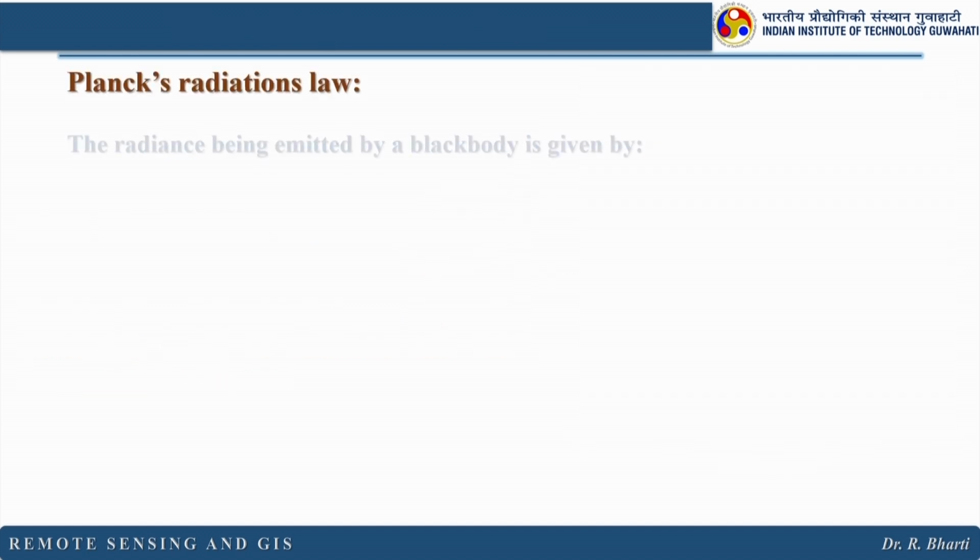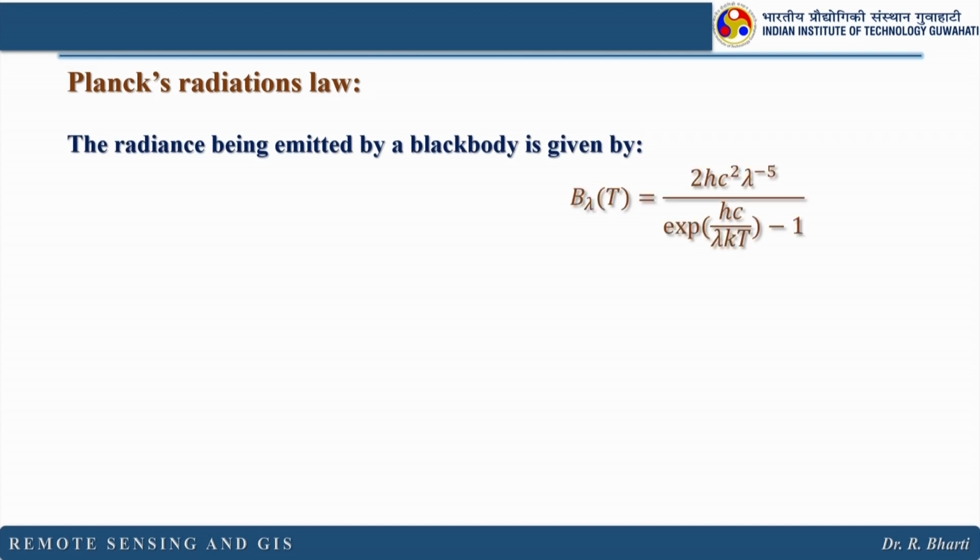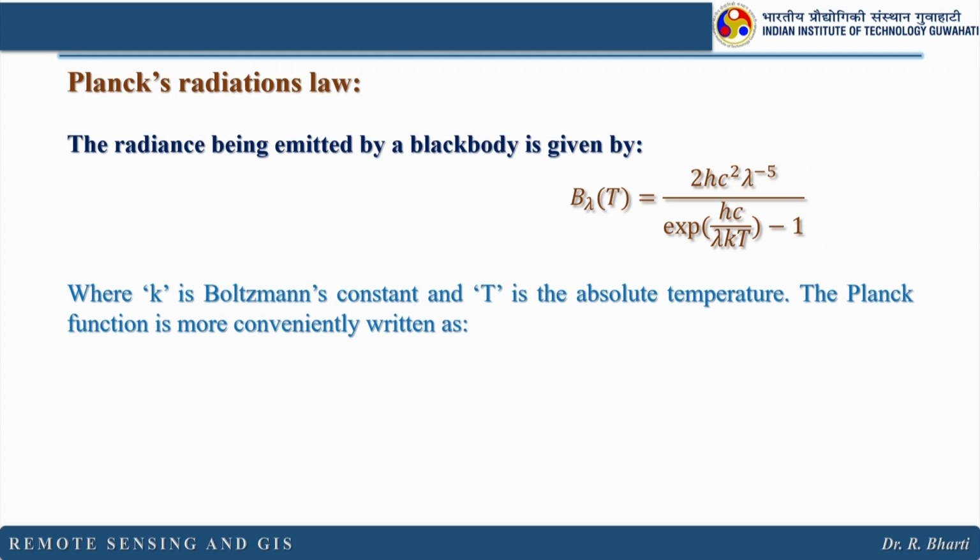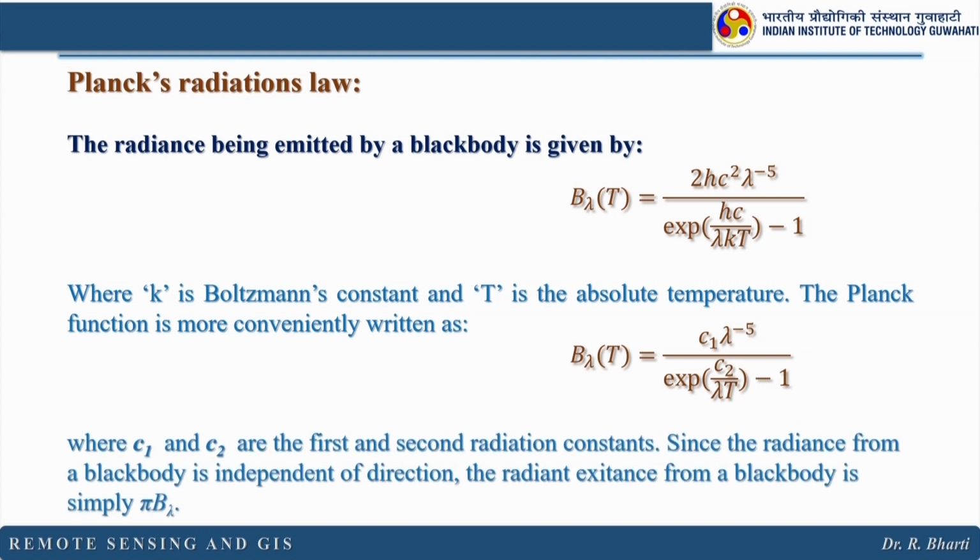Then Planck's radiation law. The radiance being emitted by a black body is given by this formula, where K is the Boltzmann constant and T is the absolute temperature. The Planck function is more conveniently written as this, where C1 and C2 are the first and second radiation constants.